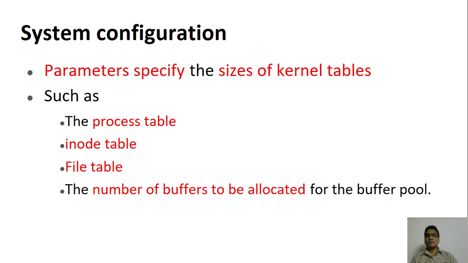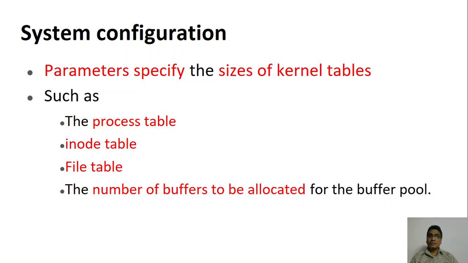So these parameters specify the size of the tables, such as the process table, inode table, file table, and maybe the number of buffers that are allocated in the buffer pool. These are all parameters that you can fine tune. I am talking in terms of the kernel. Definitely you can change the wallpaper and so on and so forth. You can do it. That's also called a configuration.